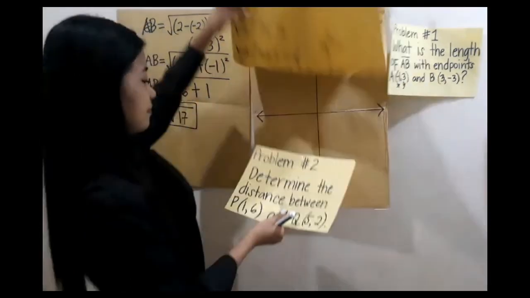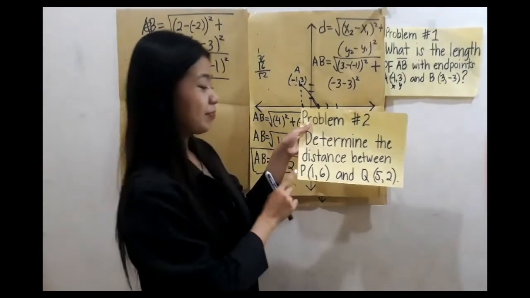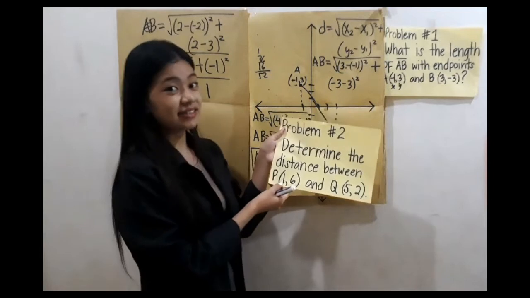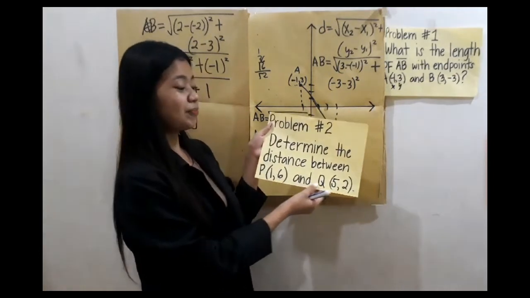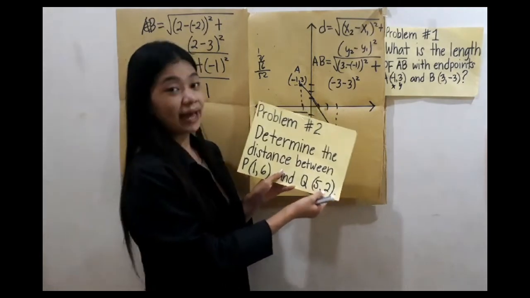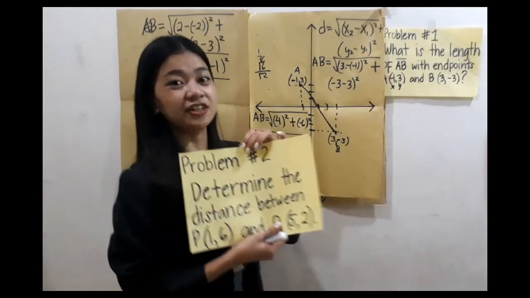Problem 2. Problem 2 is determine the distance between point P, which has the coordinates of +1 and 6, and point Q, which has the coordinates of +5 and +2. So, let's plot it to our Cartesian coordinate plane.